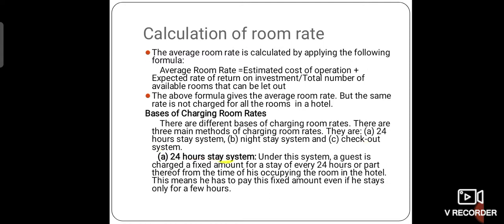So first one is 24 hours stay system. Under this system, a guest is charged a fixed amount for a stay for every 24 hours or part thereof from the time of his occupying the room in the hotel. Okay, so as per 24 hours stay system, a guest is charged a fixed amount for a stay of every 24 hours, or part thereof, from the time of his occupying the room in the hotel. That means he has to pay this fixed amount even if he stays only for a few hours. So under 24 hours stay system, if we spend 1 hour or 24 hours, we have to pay the same fixed amount.